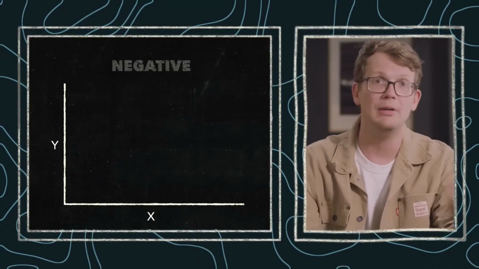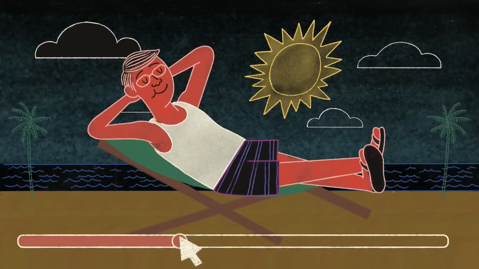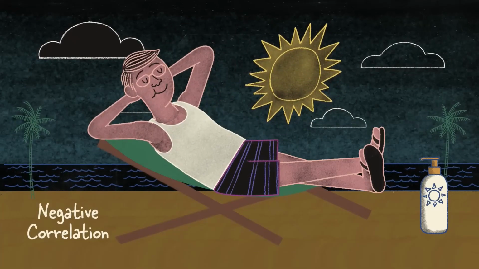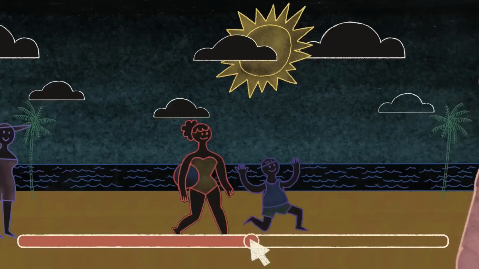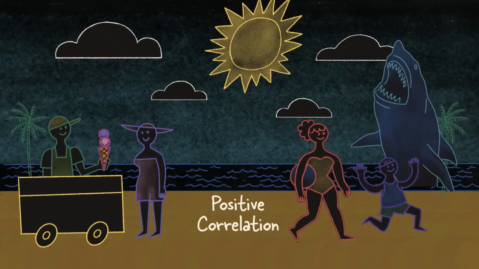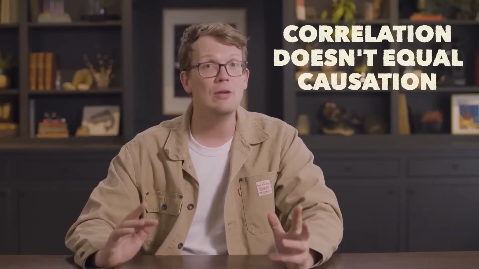A correlation can be negative, meaning one variable gets smaller as the other gets bigger. Like, for example, how higher rates of wearing sunscreen correlate to lower rates of skin cancer. Or it can be positive, like if, say, higher rates of ice cream sales correlate to higher rates of shark attacks. You might have heard the saying, correlation doesn't equal causation, but there's actually more to it than that.